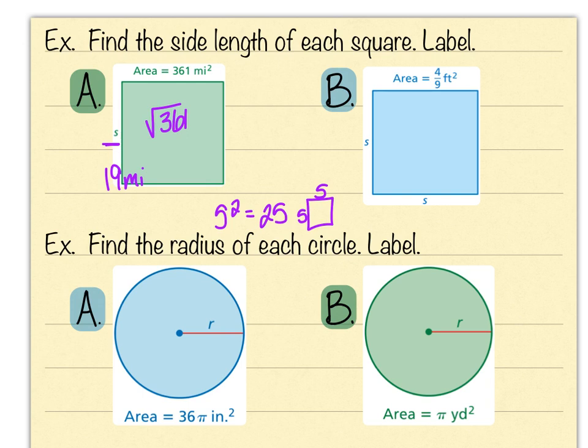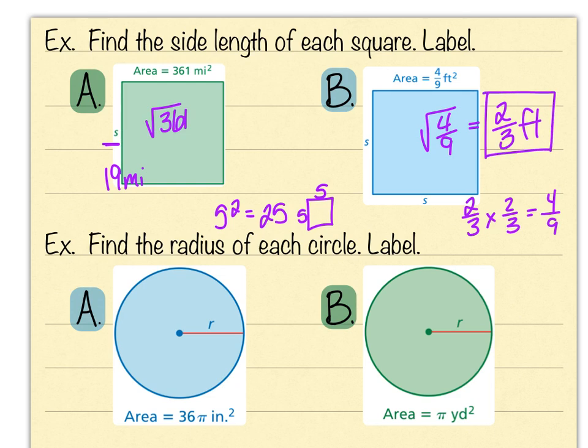And then in example B here, we've got another fraction. So I'm going to square root 4/9. And again, this is a fraction that does not reduce. So I'm going to square root the top number. I'm going to square root the bottom number. And the square root of 4/9 is 2/3. And I can double check that, because 2/3 times 2/3 equals 4/9. So we know it's 2/3 feet for this one, 19 miles for example A.